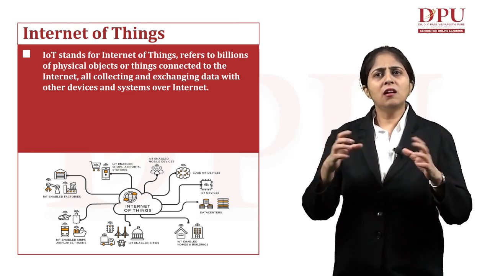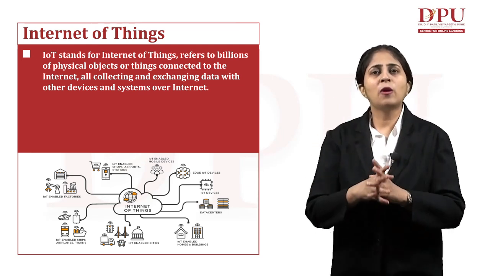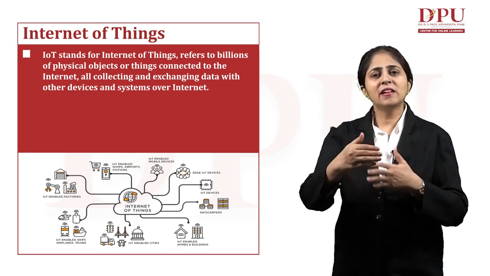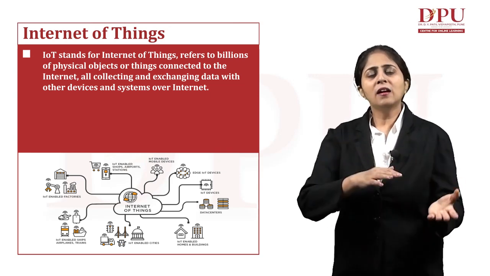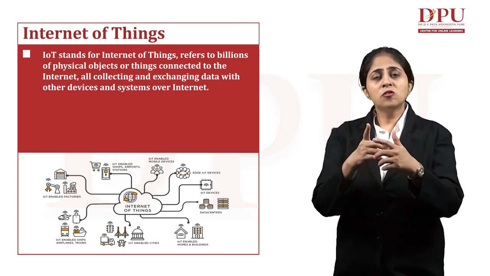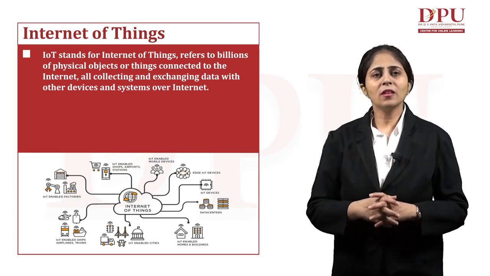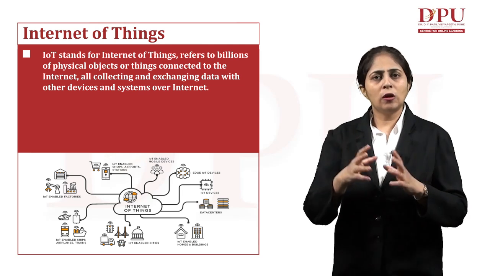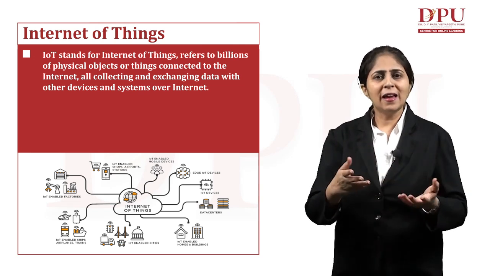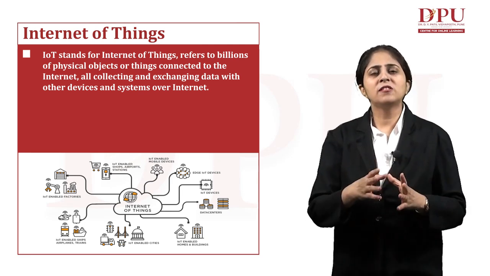That means the number of physical objects or things which are connected via the internet. And what are they doing? They are collecting and exchanging data with different devices and different systems over the internet. So all this comprises this IoT. For example, you all must be having a smartphone. You may be having a smartwatch. So this is an example of this IoT.